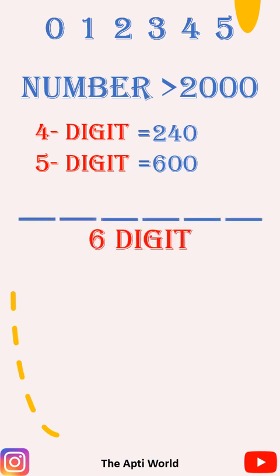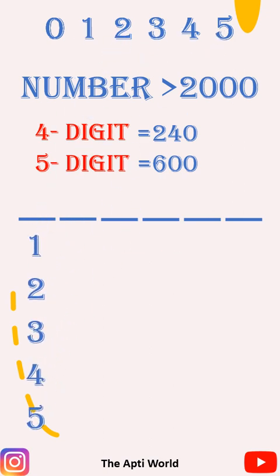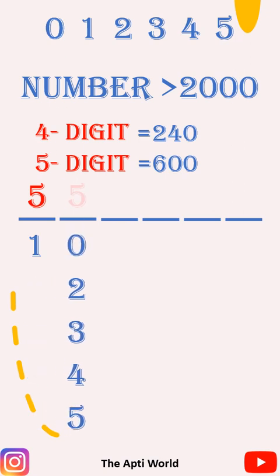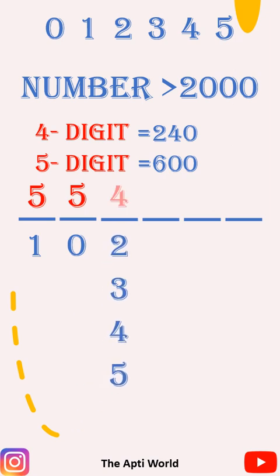Now, let's see for the 6-digit number. Same as 5-digit numbers, we can put only 5 numbers on the first place. Let's put 1 on the first place. Again, there are 5 possibilities for the second place. Now, let's put 0 on the second place. Now, there are 4 possibilities for the third place. Let's put 2 on the third place. Now, there are 3 possibilities for the fourth place.